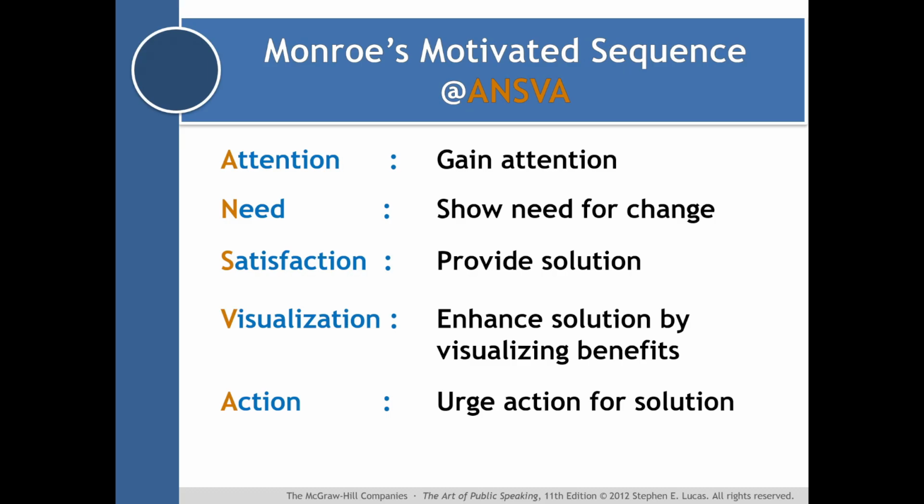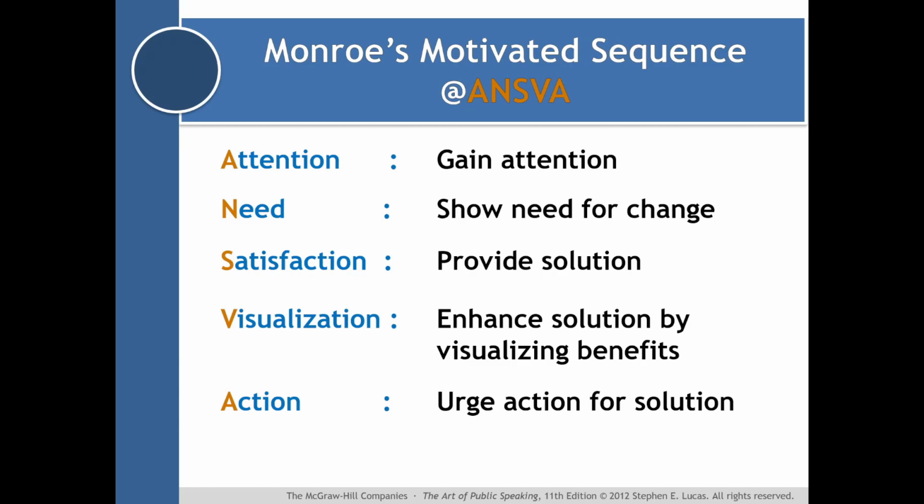That is attention. Second one is need. So you want to show the need for change. Why do they have to change from this to this? Because you want them to do something with it. You want them to take immediate action. You need to show why they need to do that. That is where the need comes from.